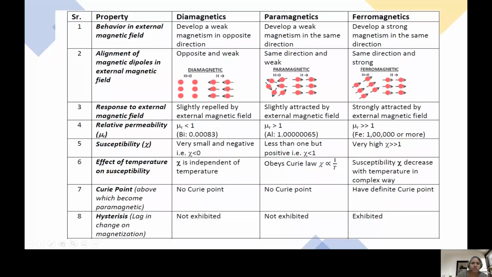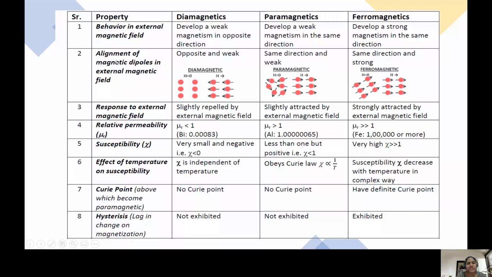So this is about the brief differences between diamagnetic, paramagnetic, and ferromagnetic materials. We will understand these 8 points. The first point is behavior in an externally applied magnetic field. As we already know, diamagnetic materials develop weak magnetism in the opposite direction, and paramagnetic materials develop weak magnetism in the same direction, as shown in the diagram below. Ferromagnetic materials develop strong magnetism in the same direction as shown here. All dipoles are aligned in the direction of the field.